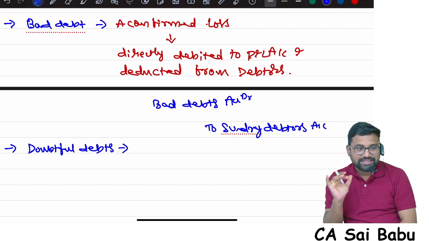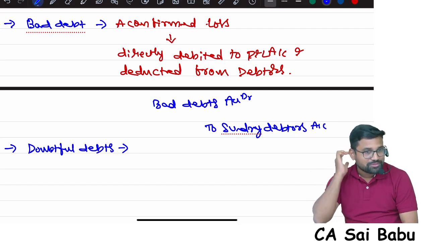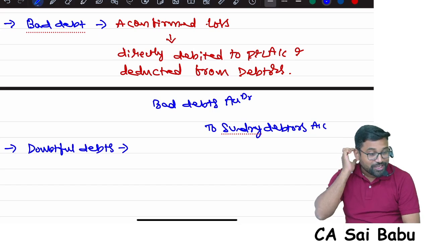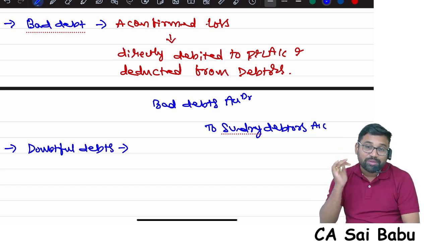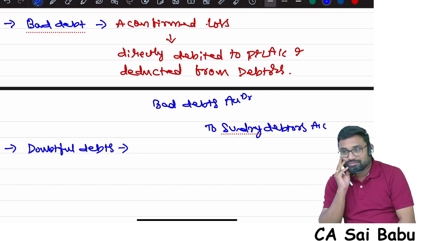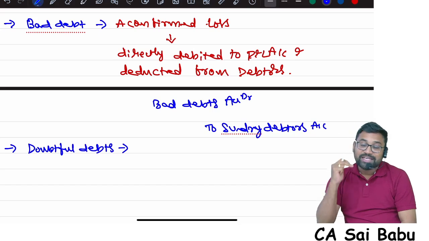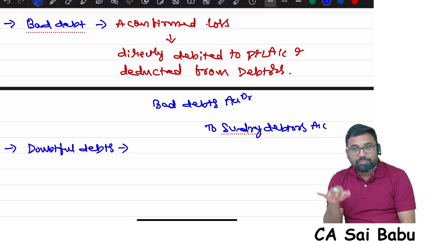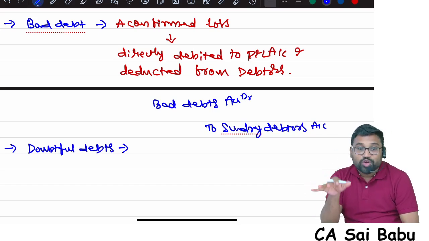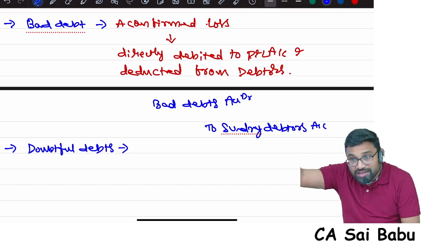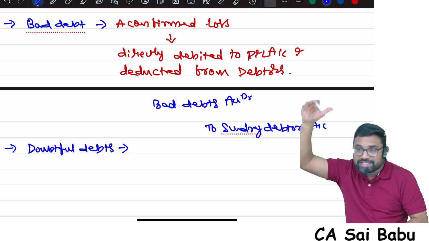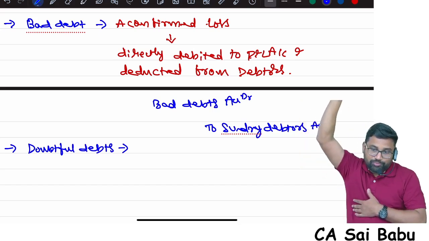For example, see, I sold goods to Abdul. Now I have a doubt whether he will make the payment or not. If he doesn't pay, it is a loss for me. If he pays, there is no loss. That means there is no confirmed loss, but it is a possible loss. Possible means it may or may not. I don't know. Possible loss.